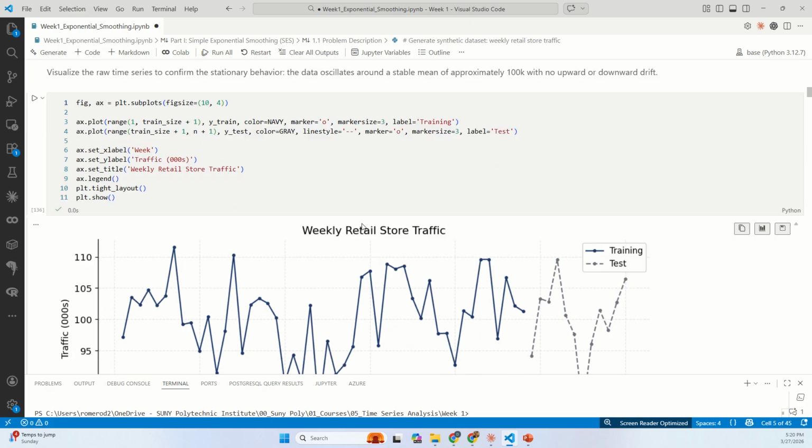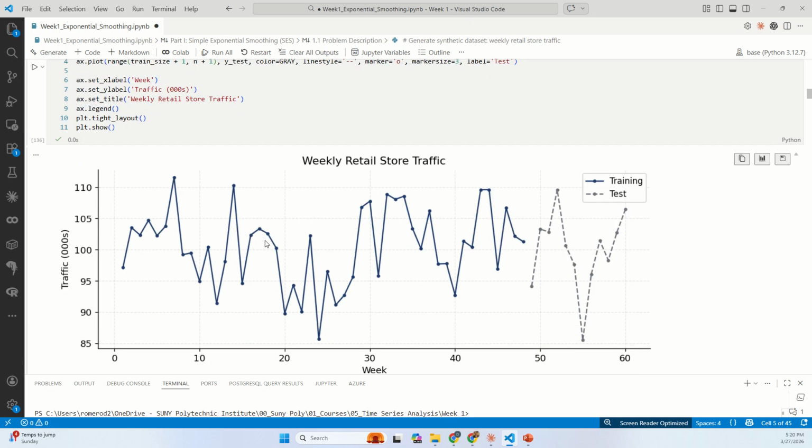So let's visualize the time series. This is how it looks. You see randomness, but there is not a clear pattern. It's not increasing, it's just moving around the value of 100.